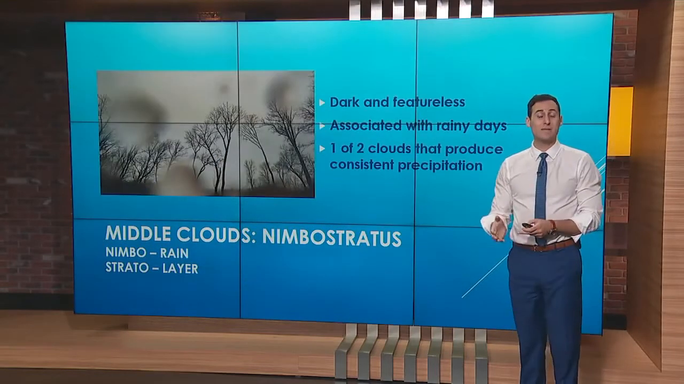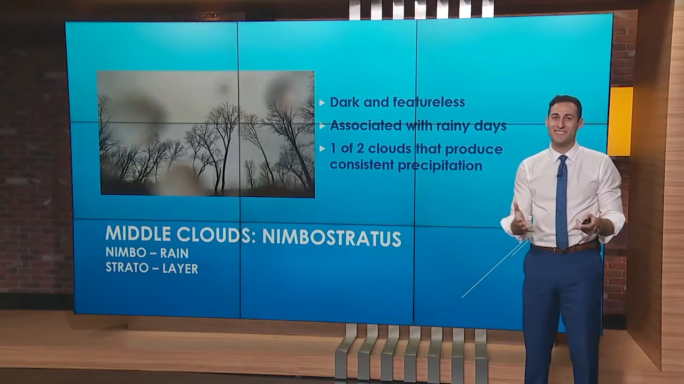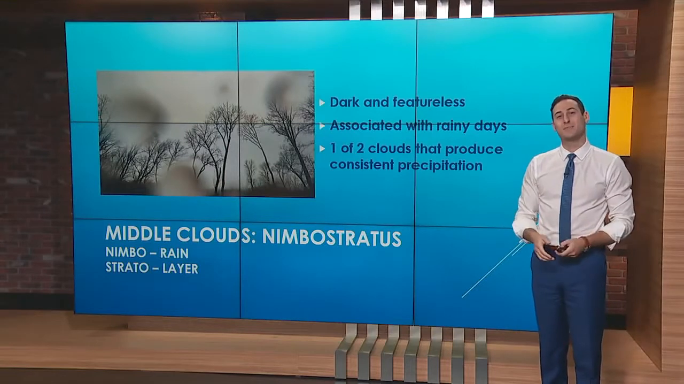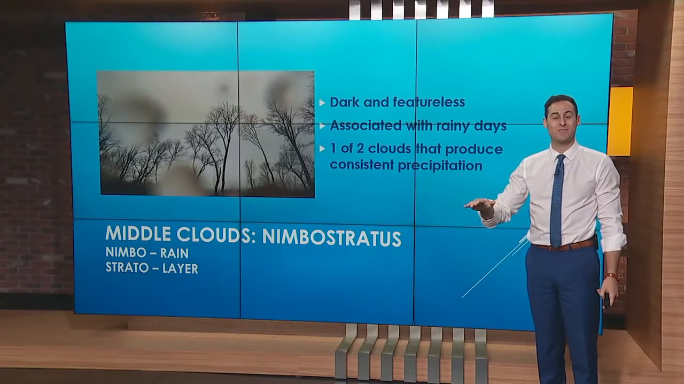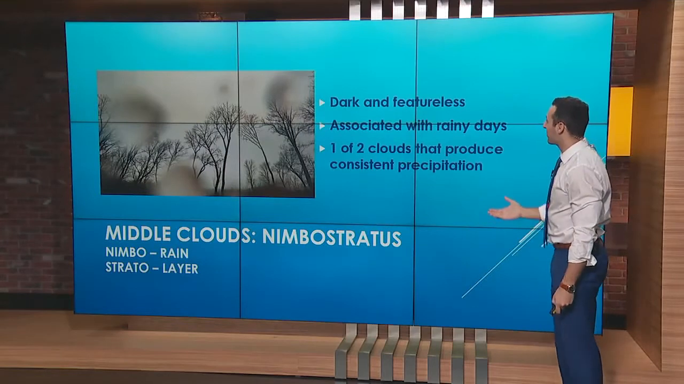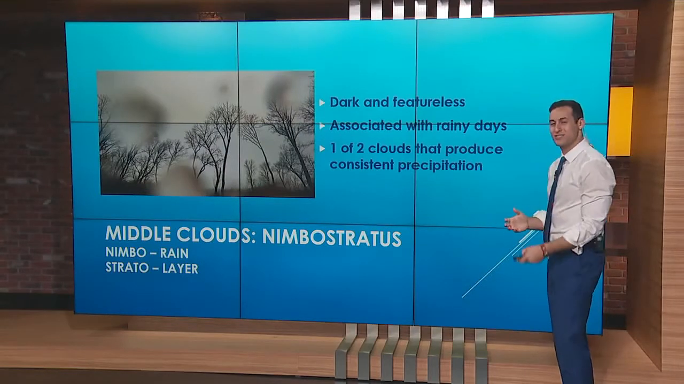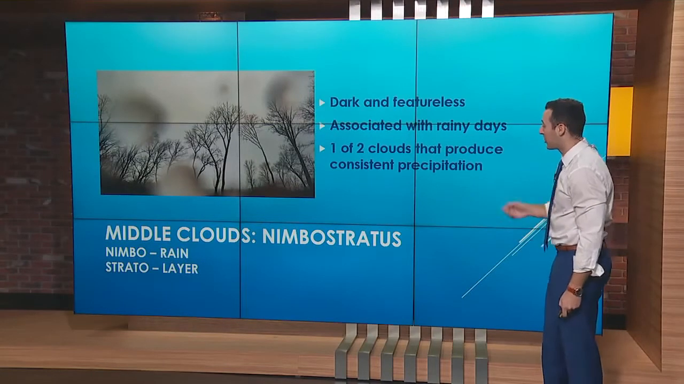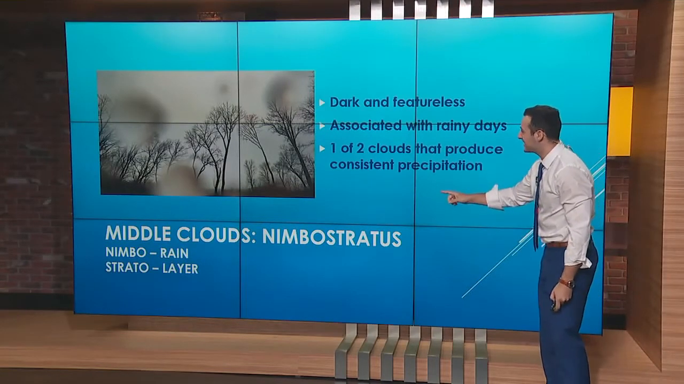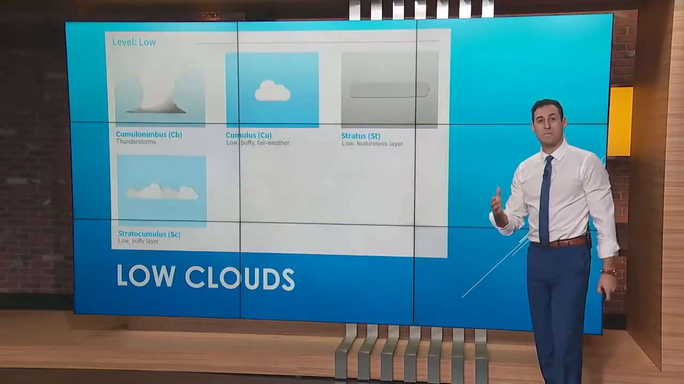And then when it comes to nimbostratus, it's the same kind of look, but the reason that it's a little bit more interesting is because this is one of the two clouds that can produce consistent precipitation, rain. So when you have nimbostratus clouds, it's usually a damp and dreary day where you're seeing some drizzle lasting for a longer period of time. Remember, this one is nimbostratus, nimbo meaning rain.